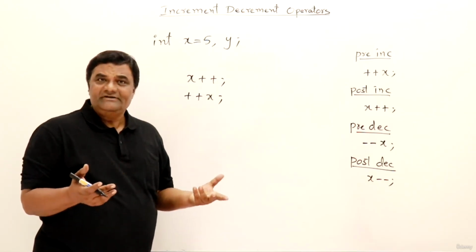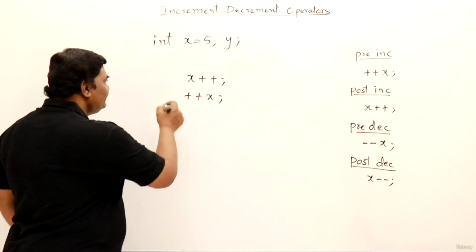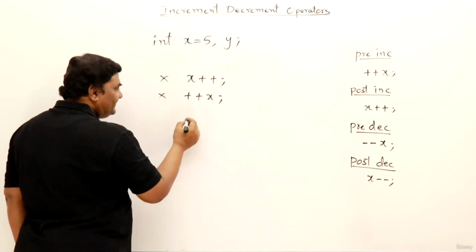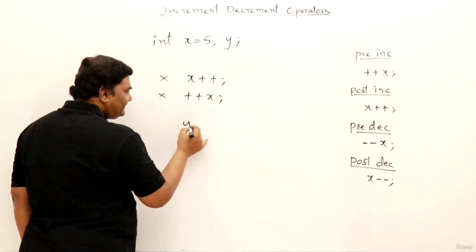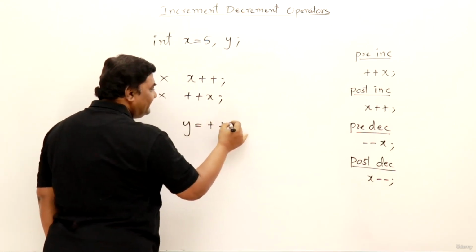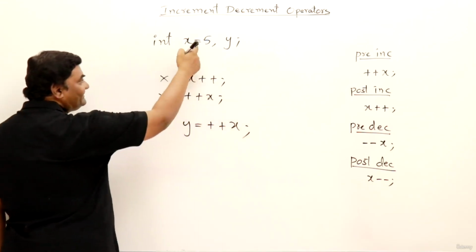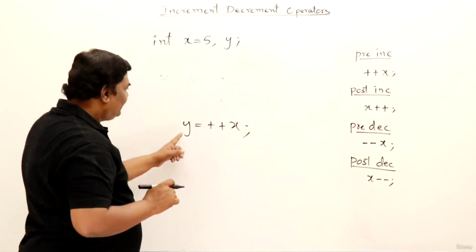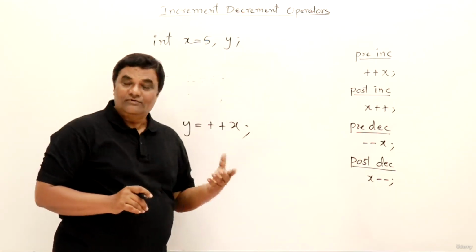Then what is the difference between pre and post? So let us see. Just remove this. Think these are not there. Now again, x is 5. So if I say y assigned with plus plus x, right now x is 5. Okay, assume these are not there. I'll remove them. So y assigned plus plus x means what?